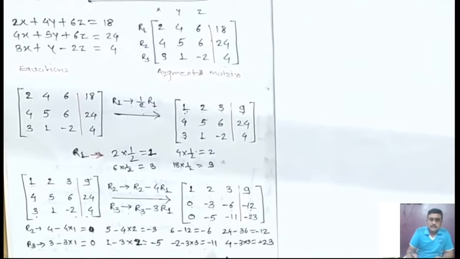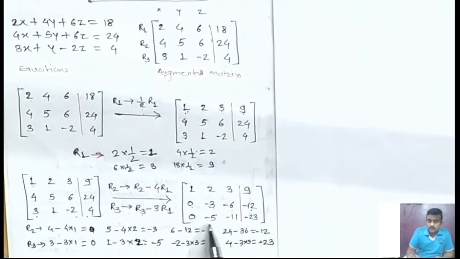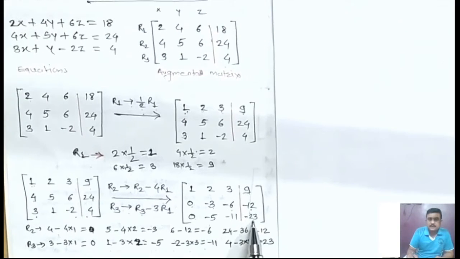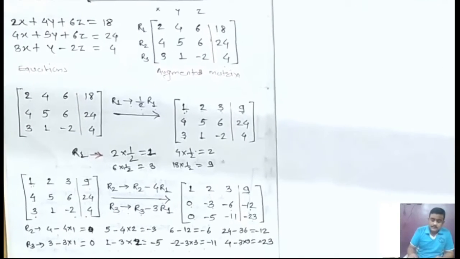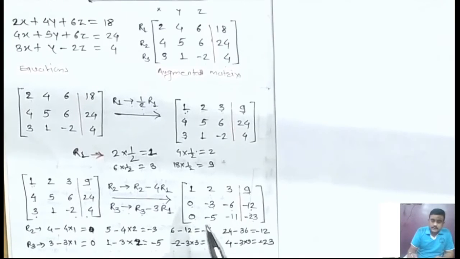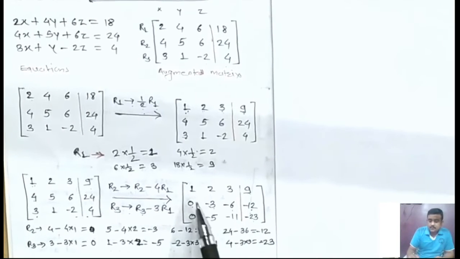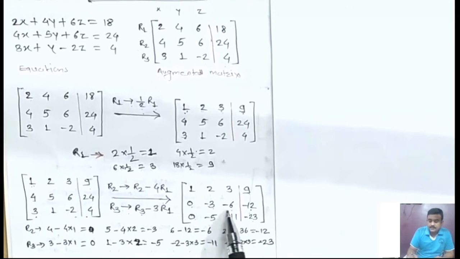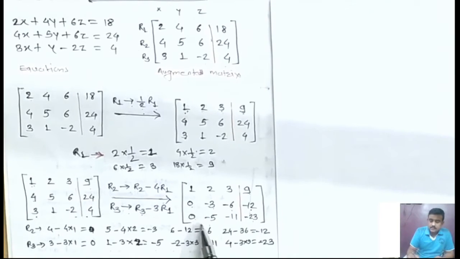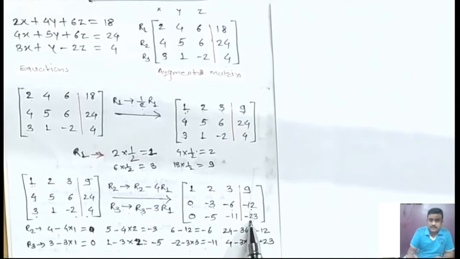That's why the elements of the third row will be 0, minus 11, 0, minus 5, minus 11 and minus 23. Now we get new matrix as 1, 2, 3, 9, 0, minus 3, minus 6, minus 12, 0, minus 5, minus 11, minus 23.